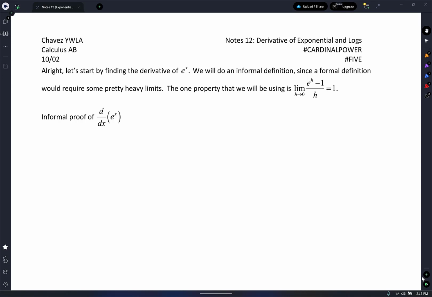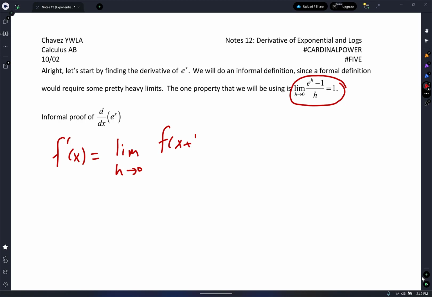So I understand that. Here's the informal proof, guys, of why the derivative of e to the x is e to the x. All you've got to know is this special limit right here. So, well, I guess technically it might be a formal proof. All I'm doing is using the derivative formula. I want to know the derivative of e to the x. So I know that f prime of x is equal to the limit as h approaches 0 of f of x plus h minus f of x all over h. You already know that definition, right? I'm going to say that my f of x is e to the x. I'm not going crazy fast. I'm going slow. Are we still okay?